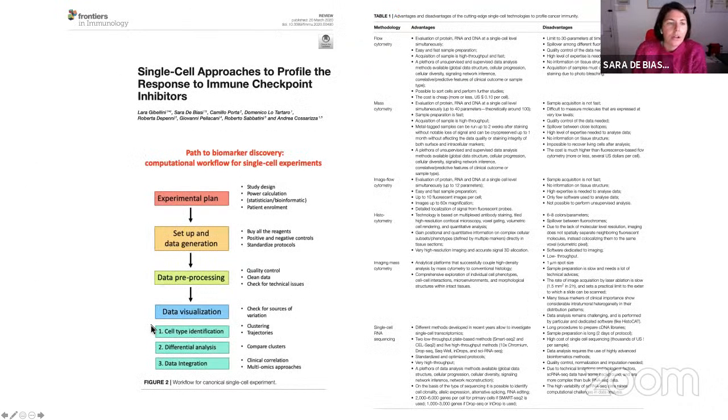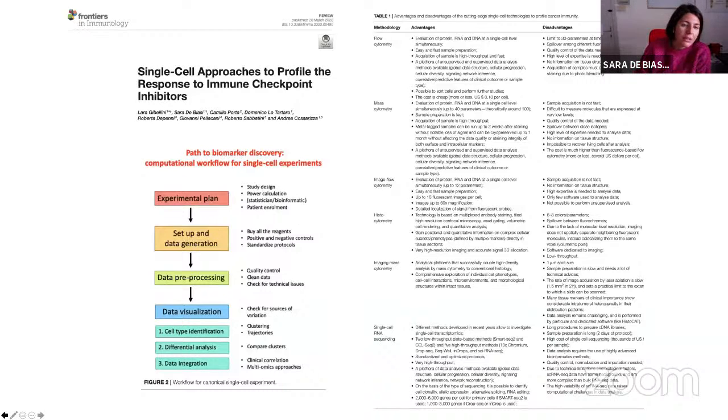I just want to go to the cancer section. We published this paper in the first month of 2020. This is a review, and we analyzed the different single cell approaches to profile the response to immune checkpoint inhibitors. Here we took into consideration all the advantages and disadvantages of the cutting-edge single cell technologies to profile cancer immunity. And as you can see here, mass cytometry and flow cytometry in general are considered first, because they are the oldest ones.